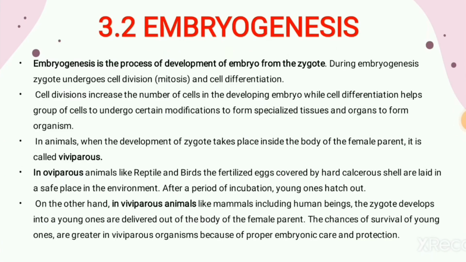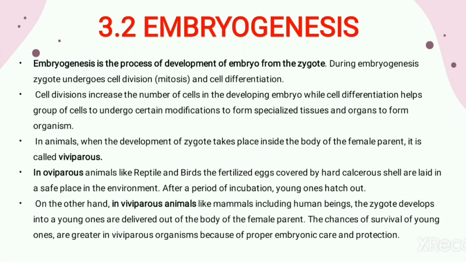Embryogenesis. Now, what is embryogenesis? zygote में से जो एम्ब्रियो बनेगा उसके प्रोसेस को कहते हैं एम्ब्रियोजेनेसिस. एम्ब्रियोजेनेसिस के दौरान zygote सेल डिवीजन दैट इज माइटोसिस एंड सेल डिफरेंशिएशन करेगा. सेल डिवीजन होगा तो नंबर ऑफ सेल्स इंक्रीज होंगे जिससे कि स्पेशलाइज्ड टिश्यूज फॉर्म होंगे and then organ and then after organism.